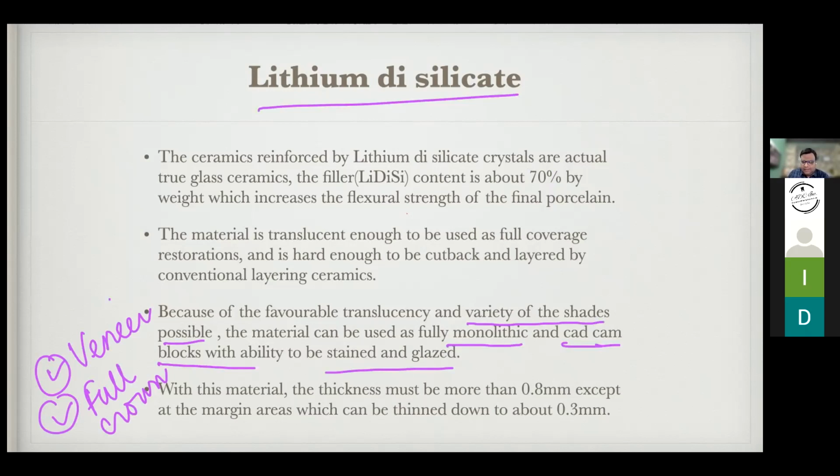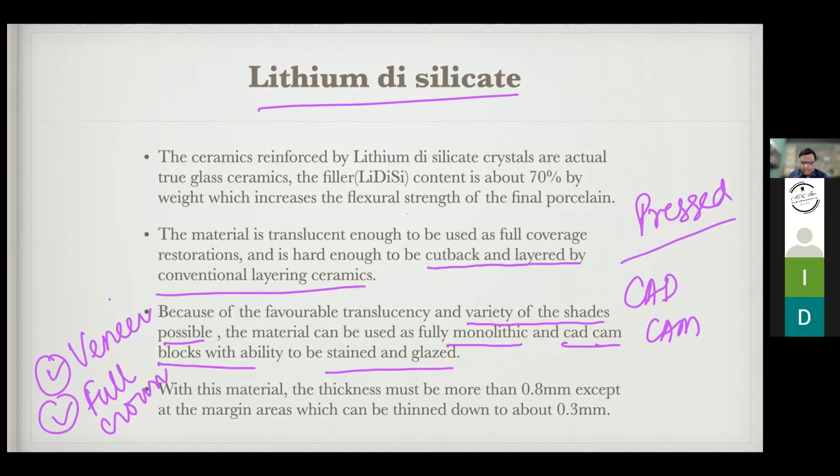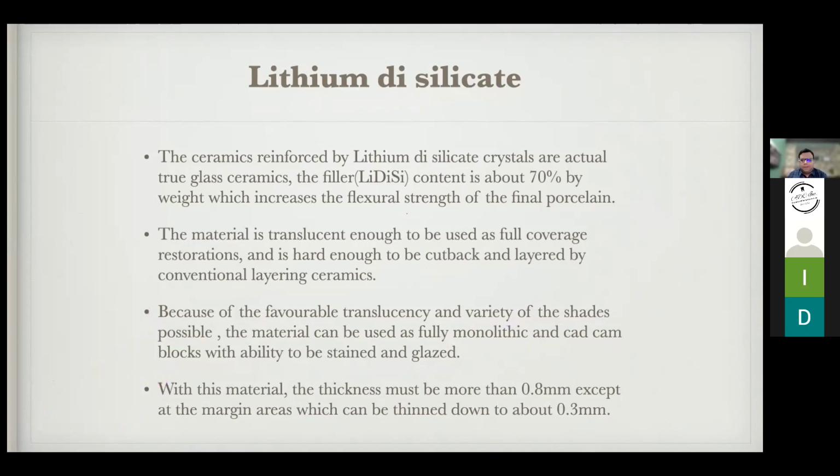And the fact that the material can be either CAD-CAM or pressed. I'm not going to get into details of what is a press versus what is a CAD-CAM, but this material can be CAD/CAM or it can be pressed. It can be cut back and layered. So there are multiple options with one single material, and that's why this is the hot favorite material for doing, say, a veneer, or even when you are doing a full crown in the anteriors.